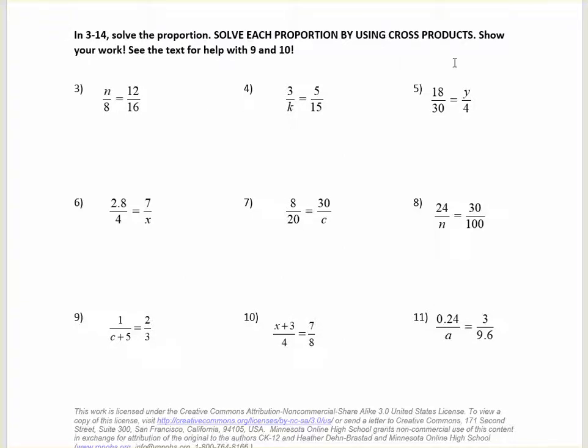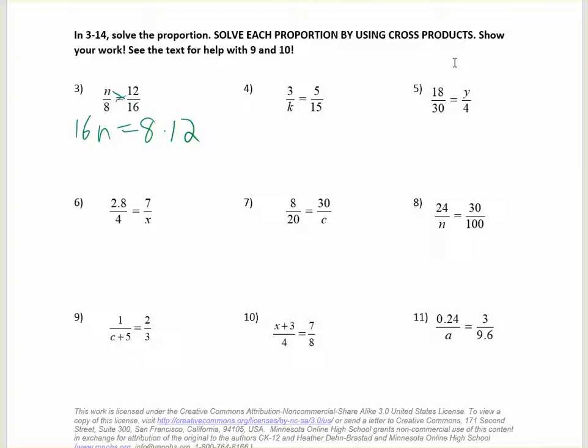And the way you use cross products is probably not the same way that you learned way back in 4th or 5th grade. You don't just find 2 numbers, multiply them, and then divide by the other number. You really need to write an equation. So cross products property says that these 2 numbers multiplied will equal these 2 numbers multiplied. So we're going to write that out. N times 16, or I can write 16n, is equal to 8 times 12.